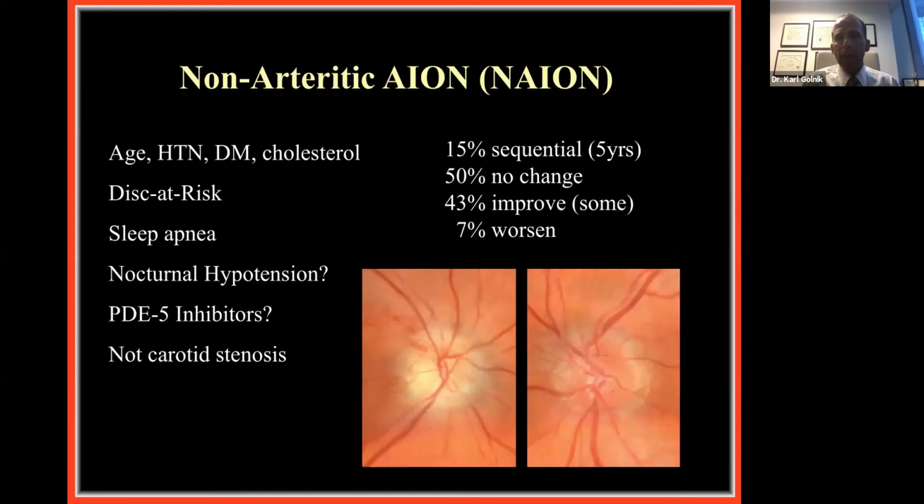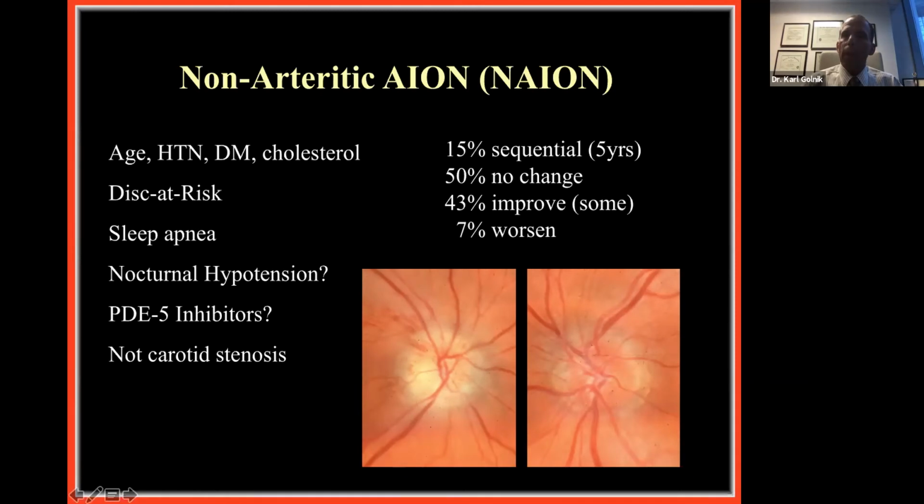So most of my patients with AION have non-arteritic, and I suspect around the world that's even more likely because the other most common entity would be giant cell arteritis, which is not as common outside of the US and that type of population. And so for non-arteritic AION, NAION, of course, age, usually we talk about age greater than 50. Remember that people younger than 50 can have NAION, high blood pressure, diabetes, cholesterol, the things that affect your blood vessels. There's what we call the disc at risk. That is a small crowded disc.